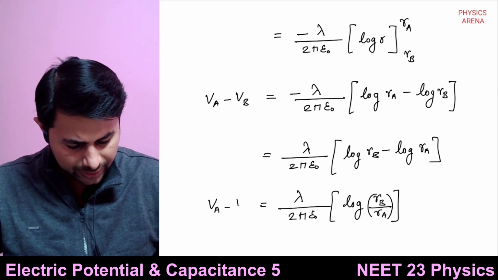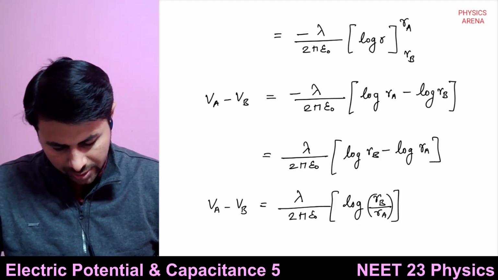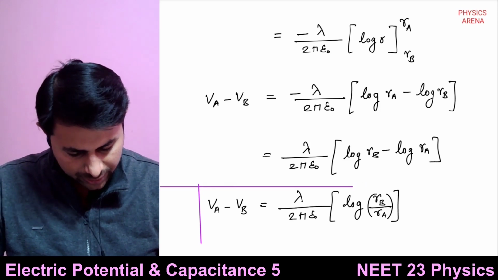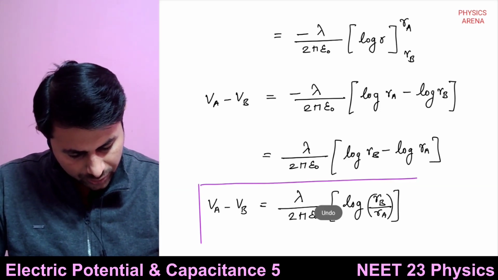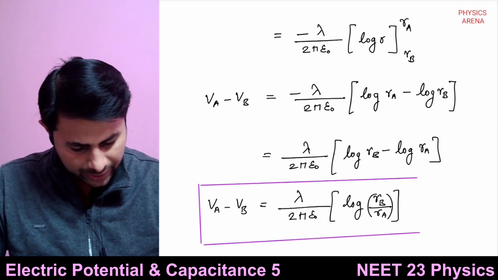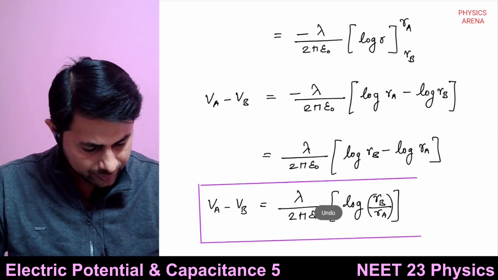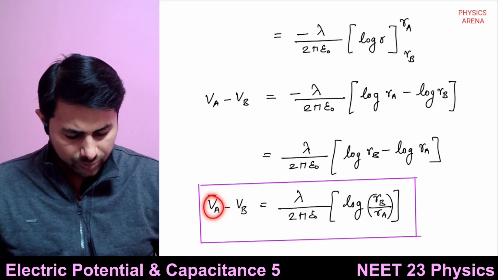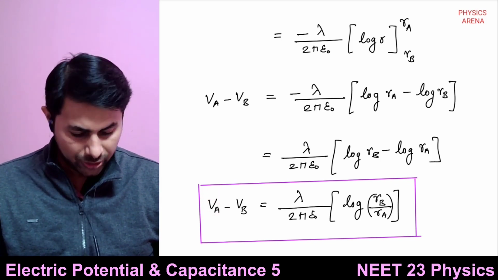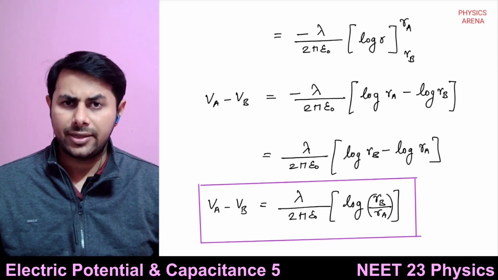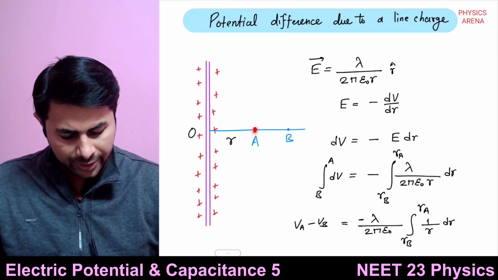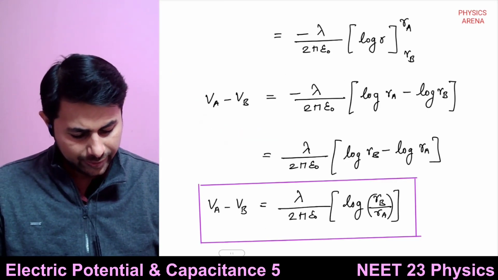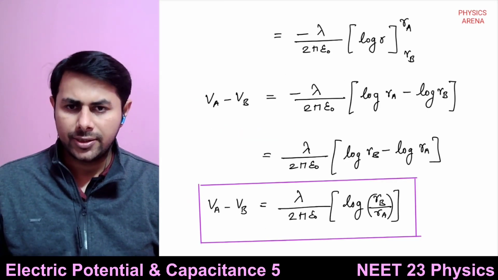Okay, this is VA minus VB. So this will be the potential difference. This is the potential difference due to an infinitely long straight wire. Okay, so see, now potential at A will be greater than potential at B, and this is as expected because point A is closer to the wire compared to point B. Okay, so yeah, is this thing clear?